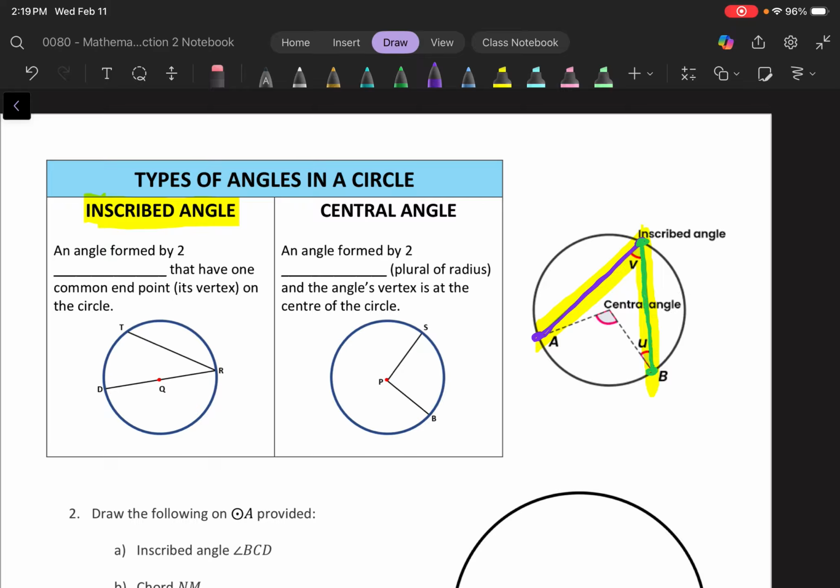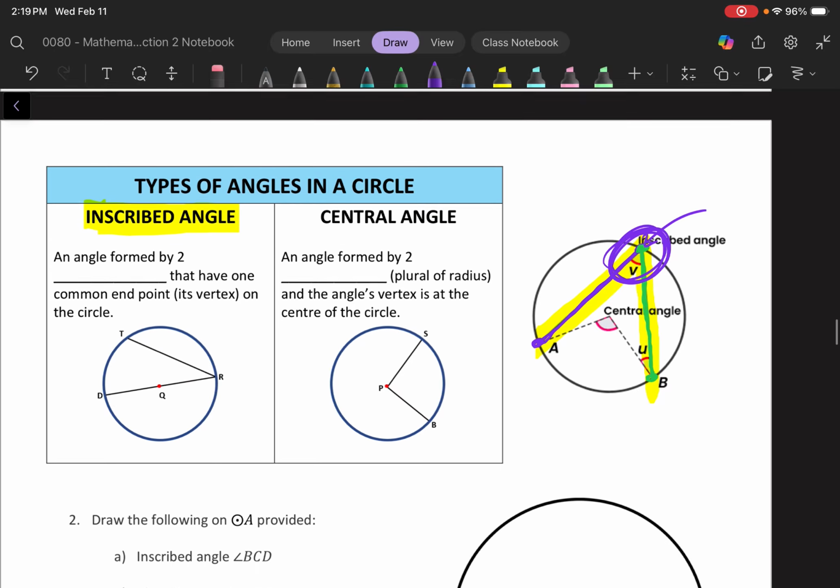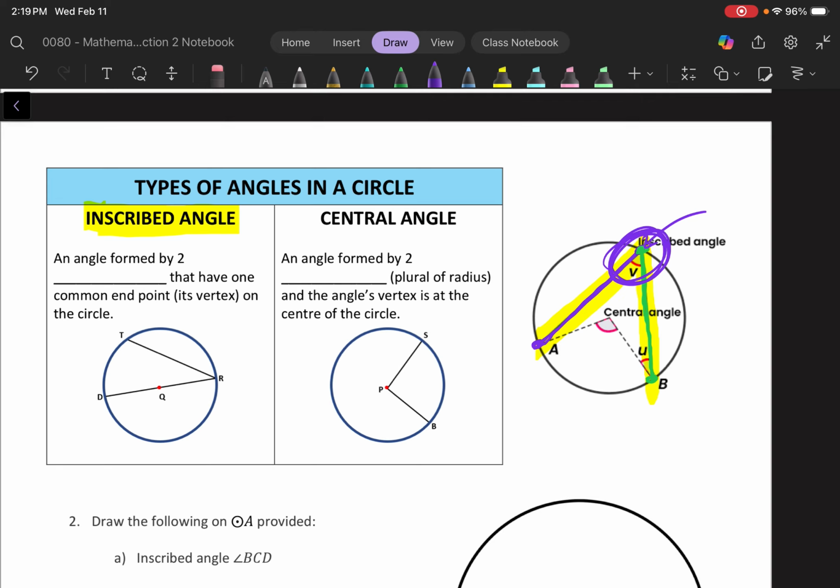And those chords have a common endpoint, right? They share this point here in common. So I have 2 chords that share a common endpoint, which just happens to be that angle's vertex. Okay?